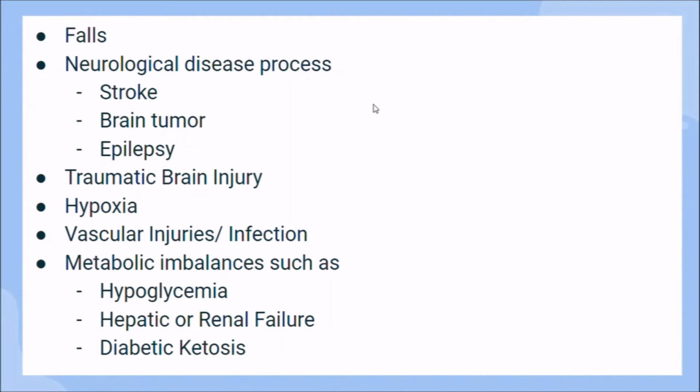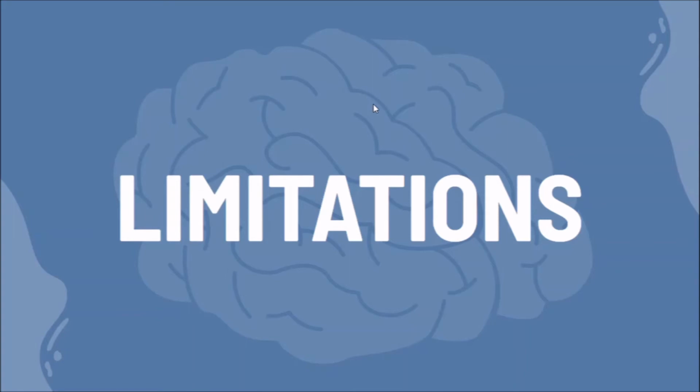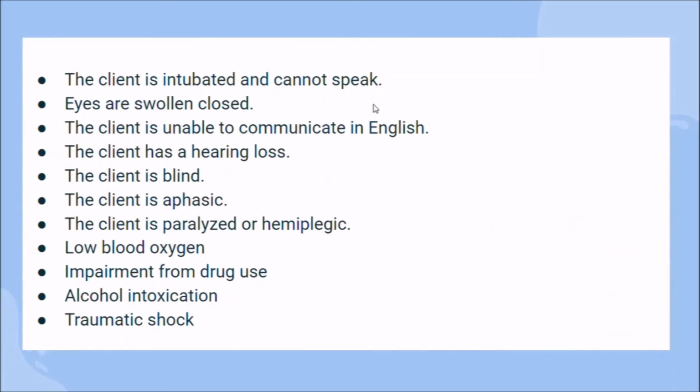The brain is highly metabolic and requires a constant supply of oxygen and glucose for neuronal perfusion and functioning. The next is the limitations. There are multiple limitations that can alter the score and not provide an accurate picture of the patient's brain injury.